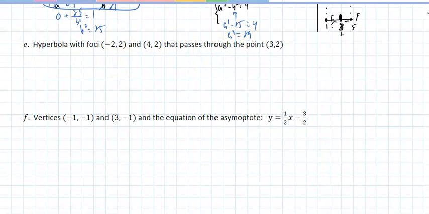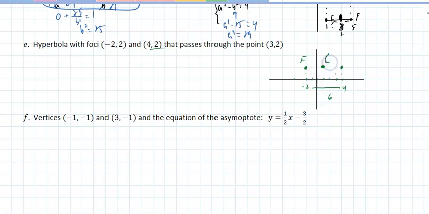And last two problems. We have a hyperbola. The foci are at (-2, 2) and (3, 2). So I'm running from negative 2 to 3. Oh, I'm sorry, not 3, 2, it's (4, 2). I misread. So I'm running from negative 2 to 4. That's 6 units. Half of that is 3. There's the center. The center is at (1, 2), 3 units to the right, 3 units to the left.